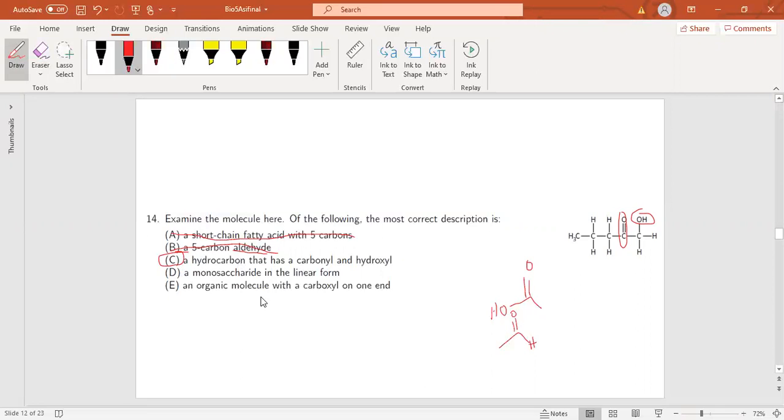D, a monosaccharide in linear form. Well, a monosaccharide is a carbohydrate, which means every carbon must have a hydroxyl group, and one of the carbons must have a carbonyl, right? So let's look. If we look at it, every carbon does not have a hydroxyl. Even though one of them has a carbonyl, we can see that these 3 carbons on the left only have hydrogens. So it will not be classified as a carbohydrate. So D is not right. And E, an organic molecule with a carboxyl at one end. A ketone is a carbonyl, and so that will not work as well. So our answer choice in this case is C.